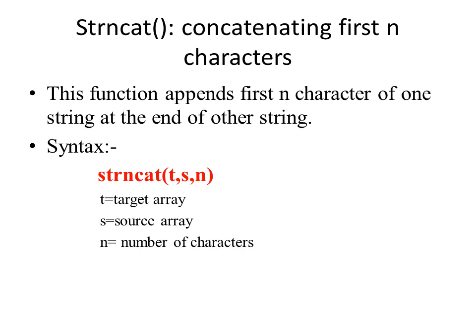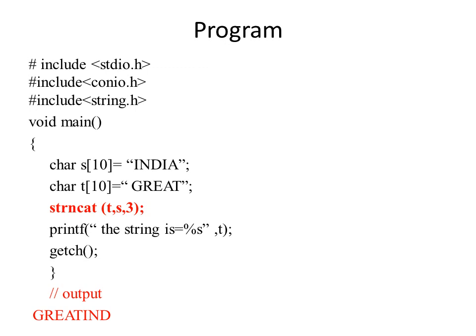So instead of adding the whole array, if we are interested in adding only a few of the data elements, then we use strncat. It is used for concatenating the first n characters at the end of another string. So the syntax requires a target array, a source array, and n, which is nothing but the number of characters that are going to be added from the source. Let's explain this with the help of a program.